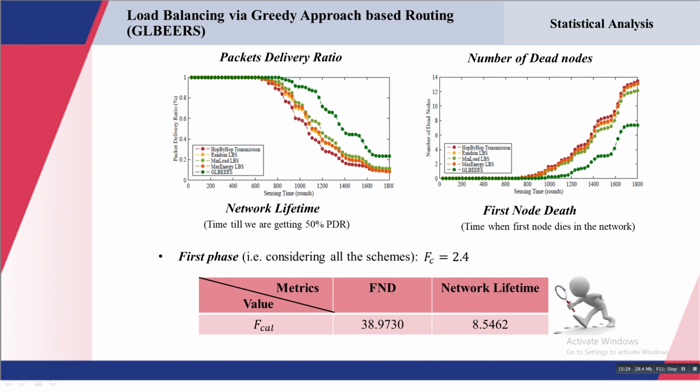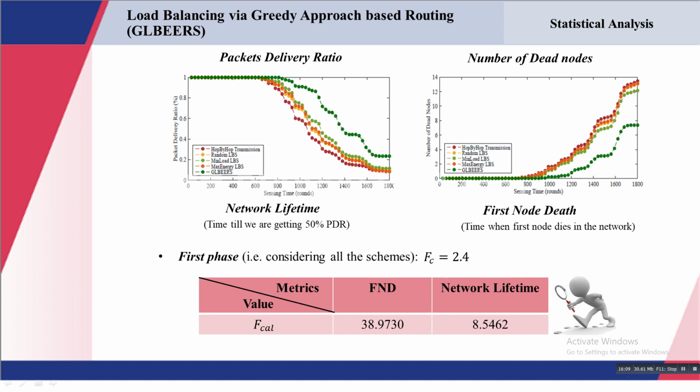And to see whether these approaches have a real difference or not, we have conducted a statistical analysis. Firstly we considered all the schemes, and found the F calculated value for the first node death and the network lifetime, while the F critical value was 2.4, so we can see that the F calculated value is much more than the critical value.